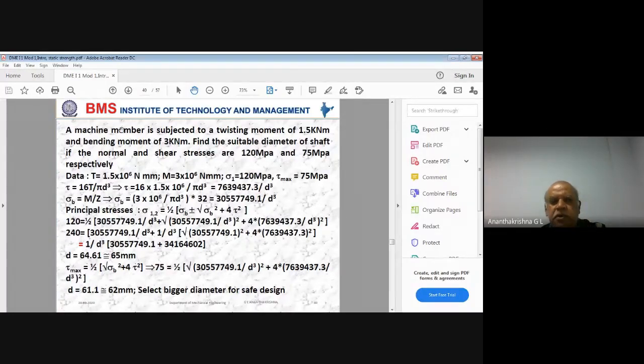Note down the problem. A machine member is subjected to a twisting moment of 1.5 kilonewton meter and bending moment of 3 kilonewton meter. Find the suitable diameter of the shaft if the normal and shear stresses are 120 megapascal and 75 megapascal respectively.